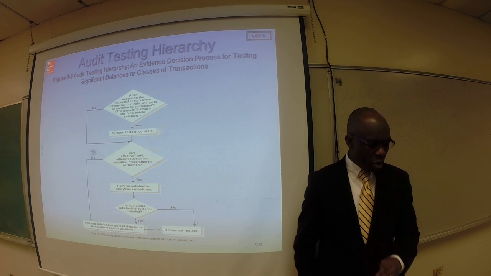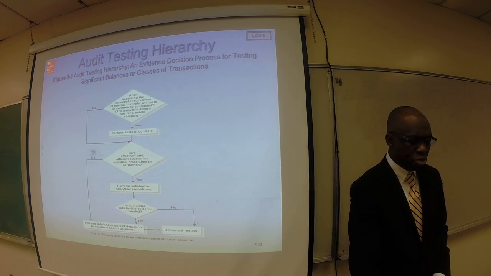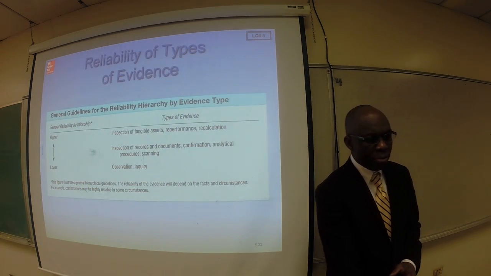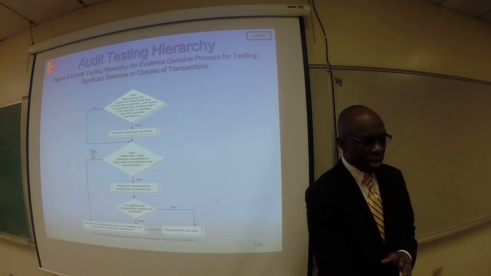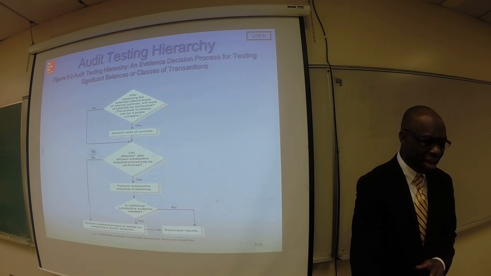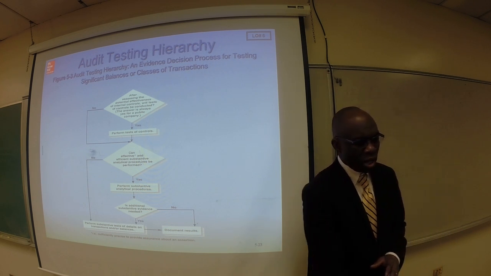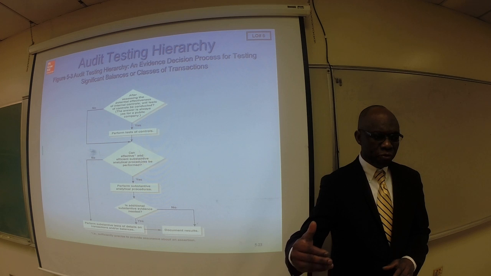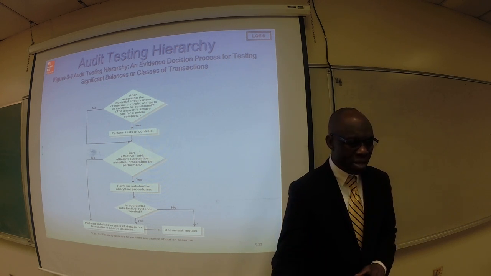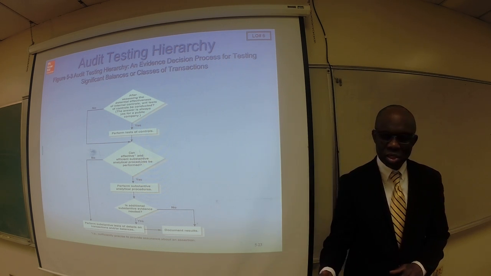This is where we left off in part 3. We talked about the reliability of types of evidence. Here we are going to talk about the audit testing hierarchy. So here is an evidence decision process for testing significant balances or classes of transactions.